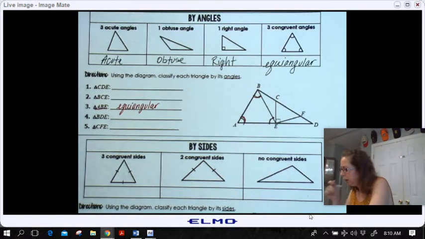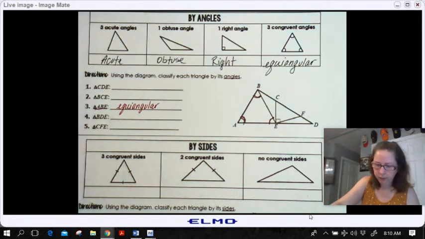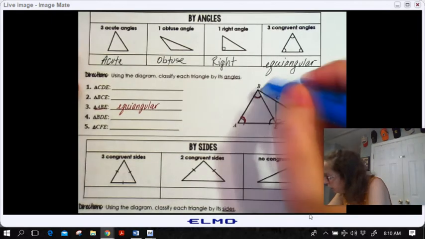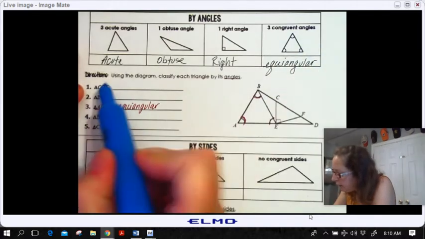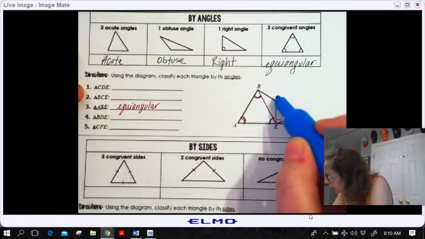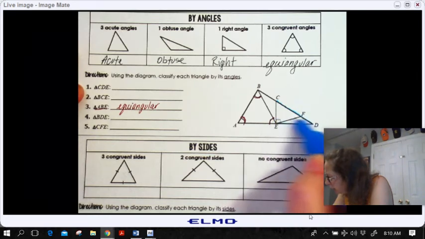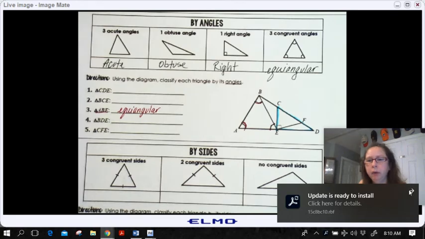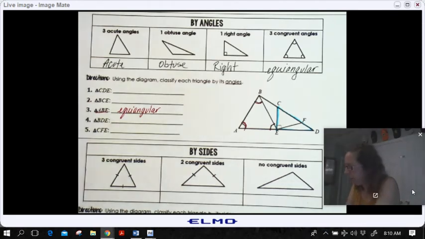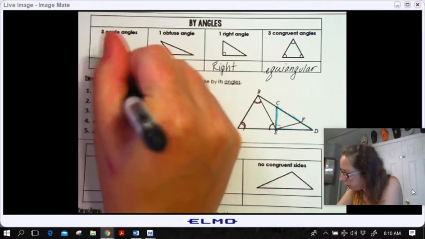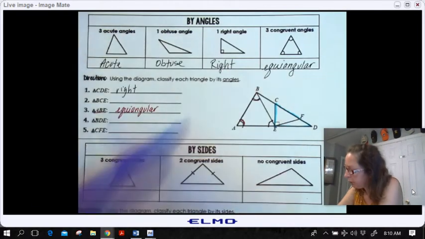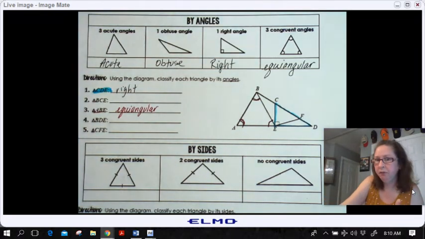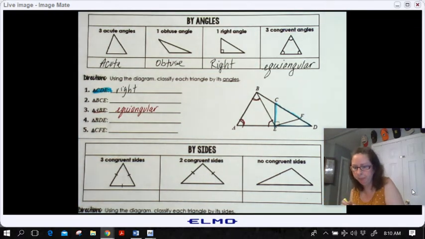All right. Let's see. And then I have, let's look at CDE, this triangle right here, that has a right angle. So it is a right triangle. So that was CDE, just to keep track. I don't have enough colors today to highlight everything, but I'm going to try.